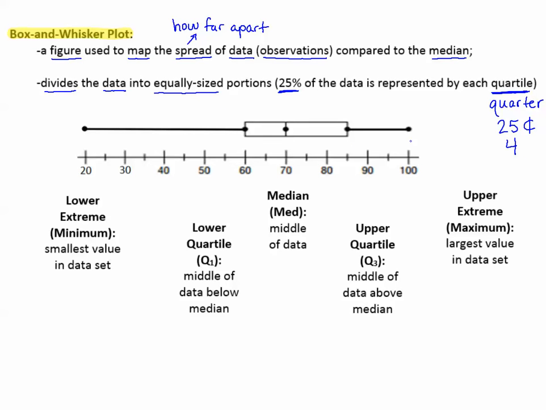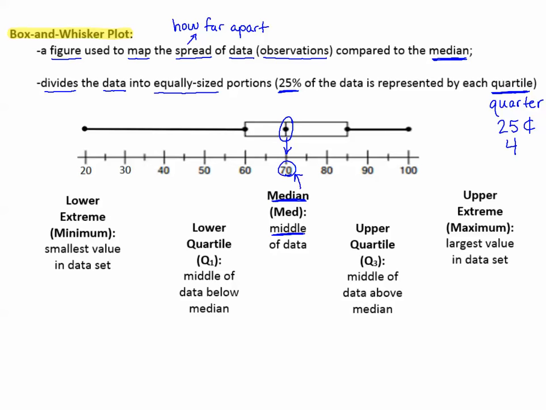Here is an example of a box and whisker plot. It shows us that the data goes from 20 all the way up to the value of 100, and that the median, which we remember is the middle of the data, is the middle point. See, you have 1, 2, 3, 4, 5 points represented. The middle point represents the median. So this value, this point right here, shows us that the median is 70 in this box and whisker plot.